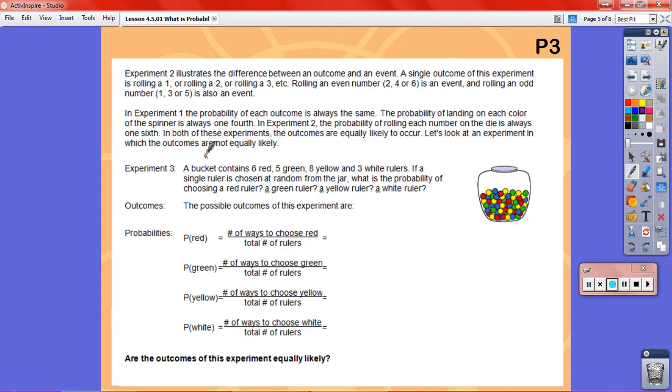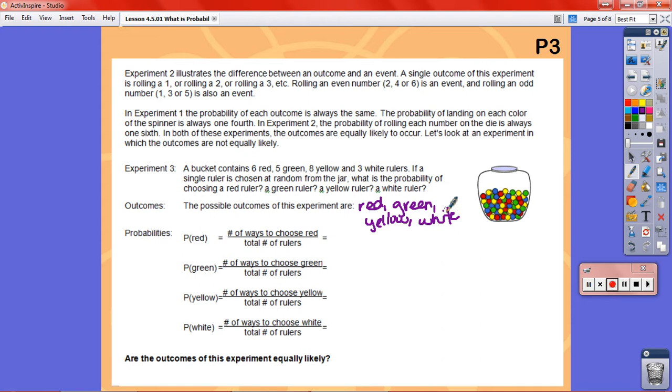So, in the third experiment, a bucket contains 6 red, 5 green, 8 yellow, and 3 white rulers. If a single ruler is chosen at random from the bucket, what is the probability of choosing a red ruler, a green ruler, a yellow ruler, and a white ruler? Well, the possible outcomes of this experiment are, on a given pull, you're either going to get a red, a green, a yellow, or a white ruler. So those are our options: red, green, yellow, and white.